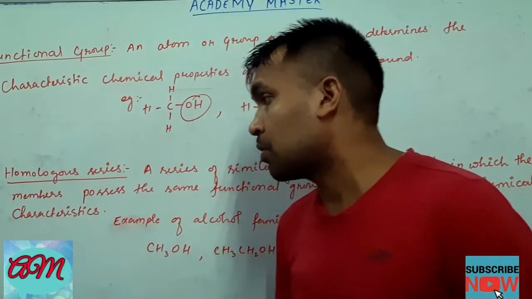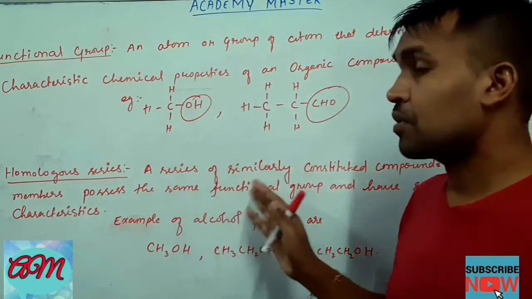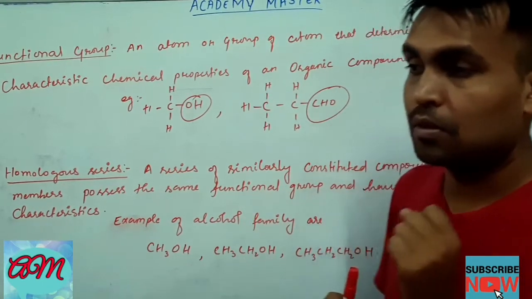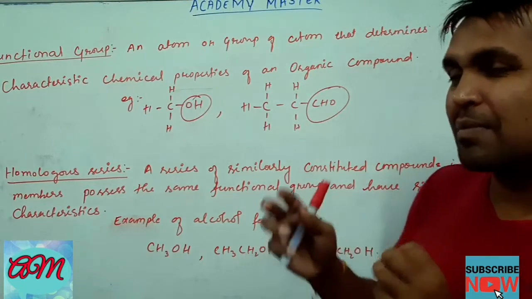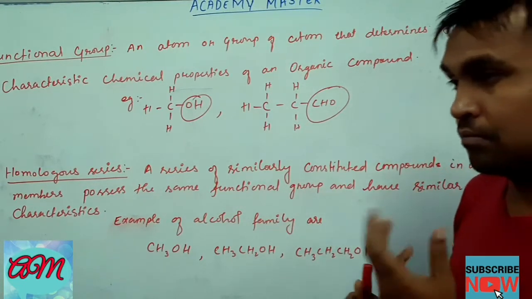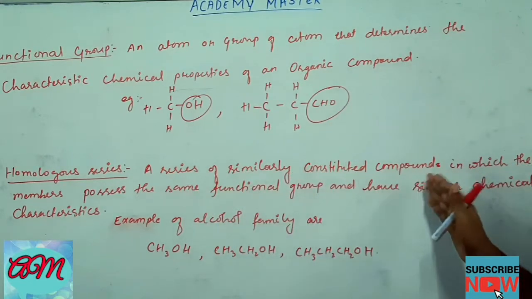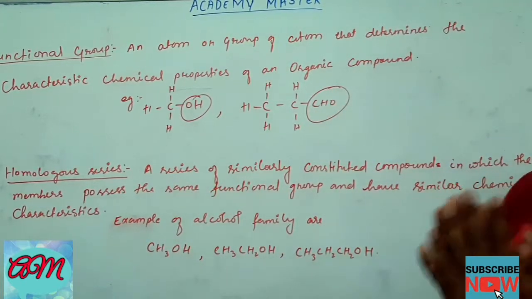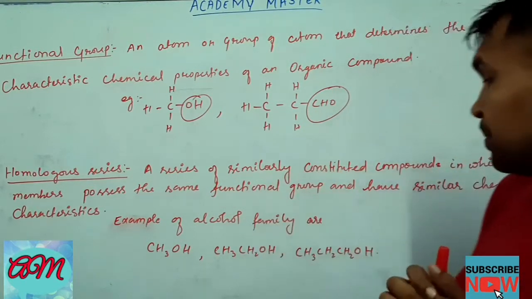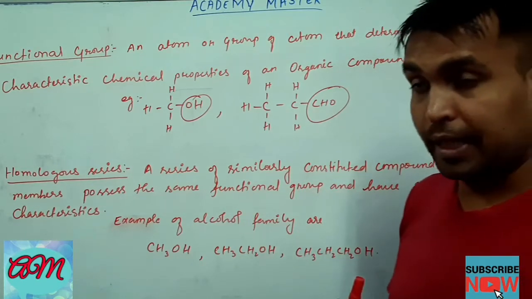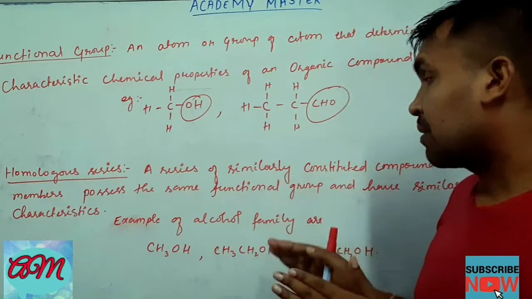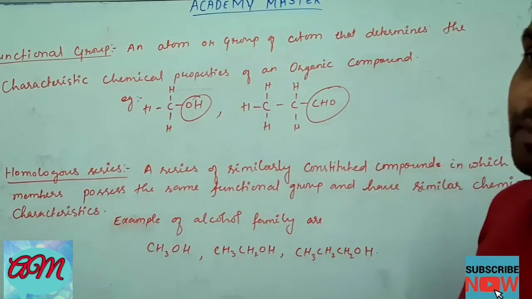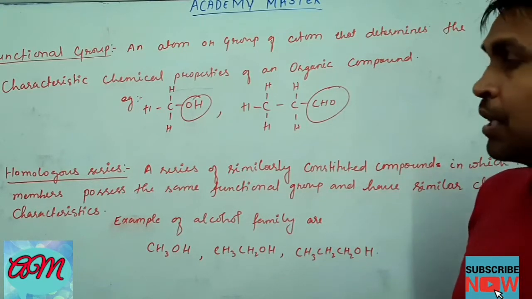Now let's move on to the homologous series. So what is a homologous series? A series of similarly constituted compounds, which means a series of those compounds which are made up of similar types of atoms or elements, in which each member possesses the same functional group and has similar chemical characteristics. So a homologous series is nothing but similarly constituted compounds in which each member has the same functional group and the same characteristic properties.